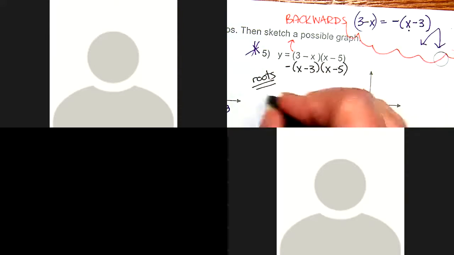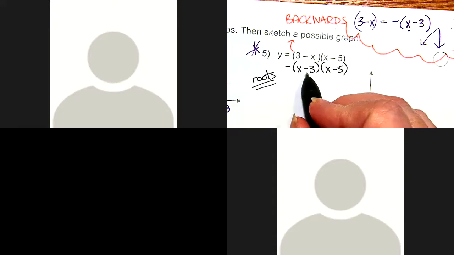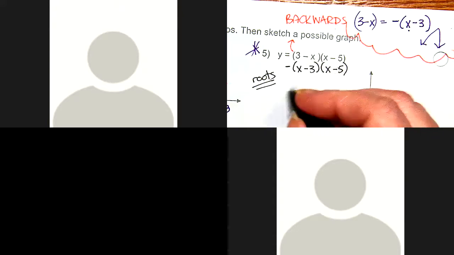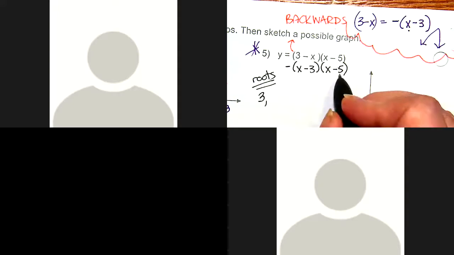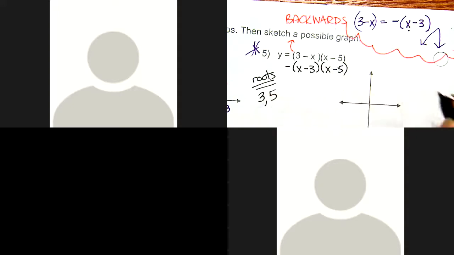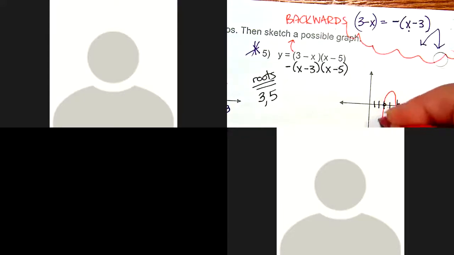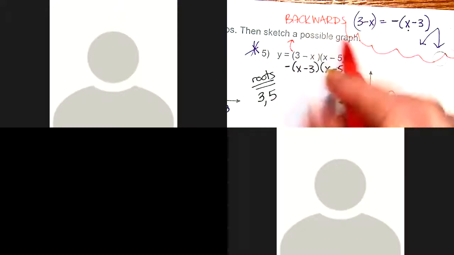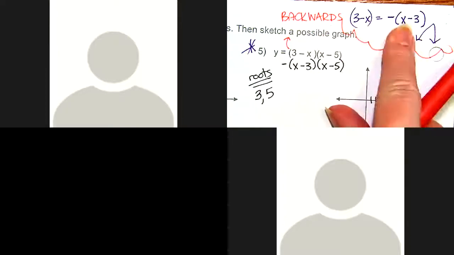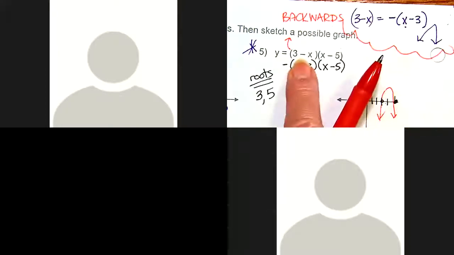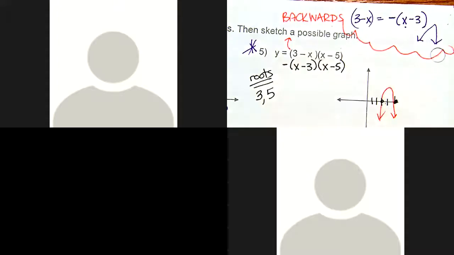So what are the roots? I'm going to use the opposite, so positive 3, positive 5. So this is 3 and 5. And does this open up or open down? Down. Yeah. So you just have to watch for this backwards trick. Sometimes you'll see one of these that's backwards. So watch out for those.